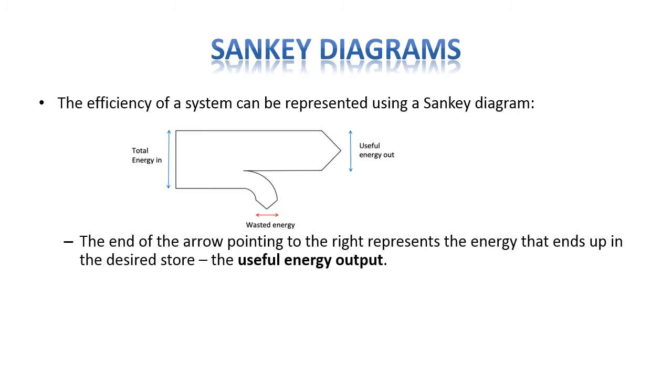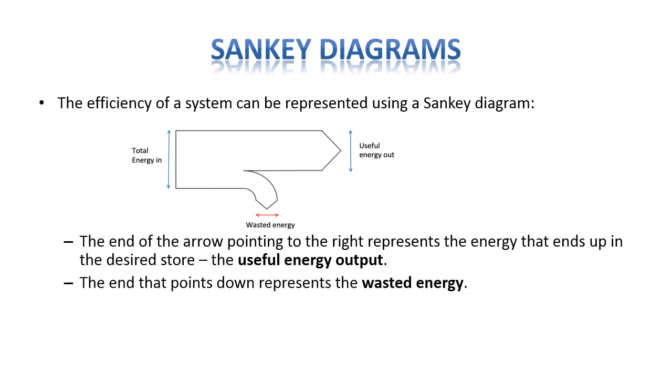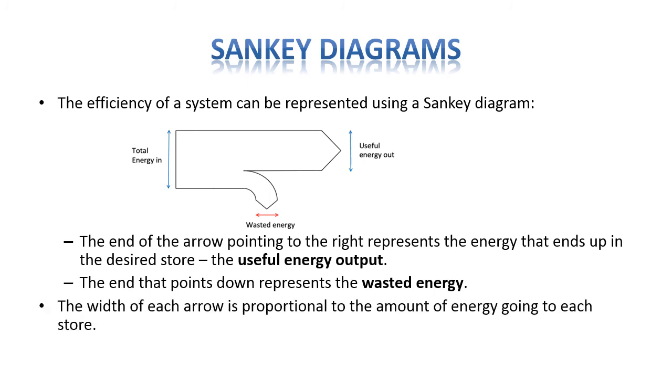The end of the arrow pointing to the right represents the energy that ends up in the desired store. It means the useful energy output. The end that points down represents the wasted energy. The width of each arrow is proportional to the amount of energy going to each store.